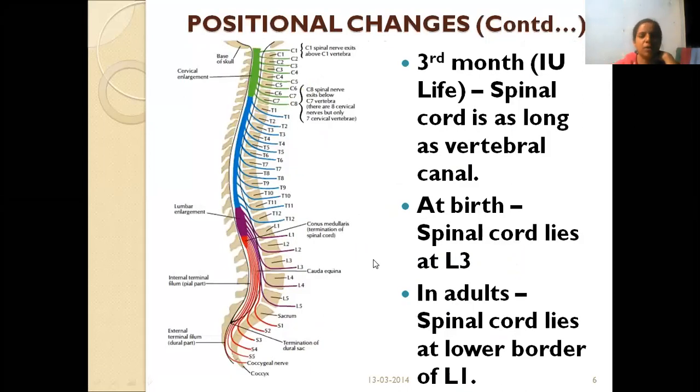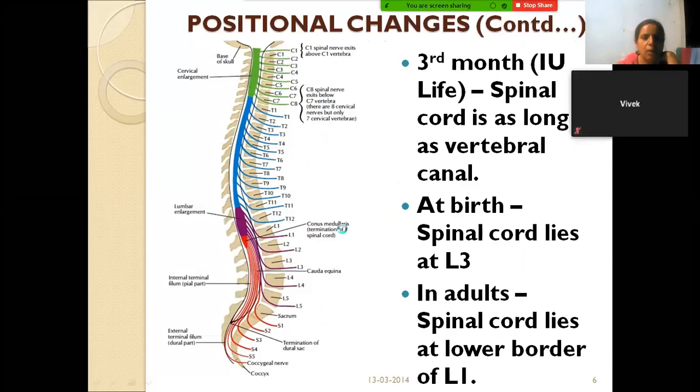Positional change, all these are not required, but don't trouble yourself. I'll go with the things which are important.